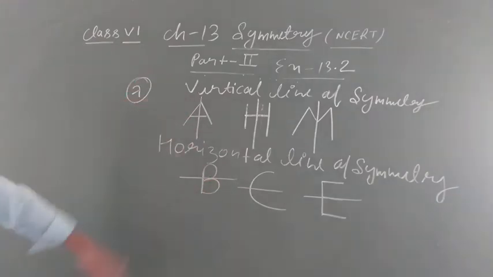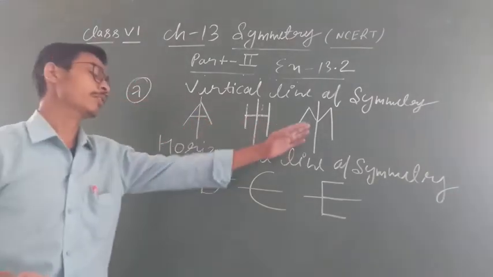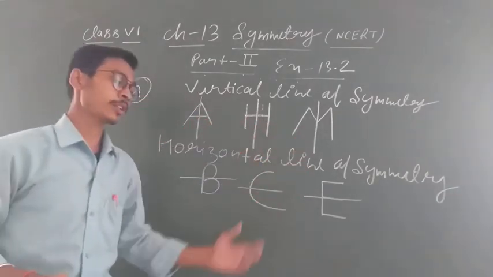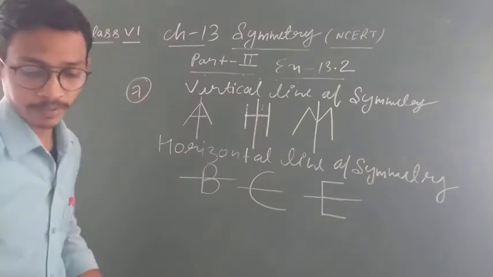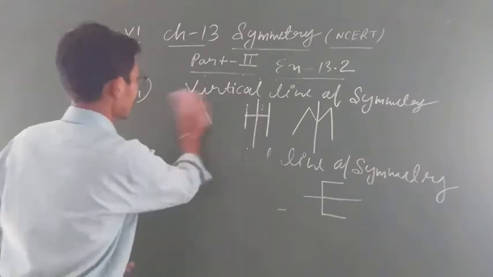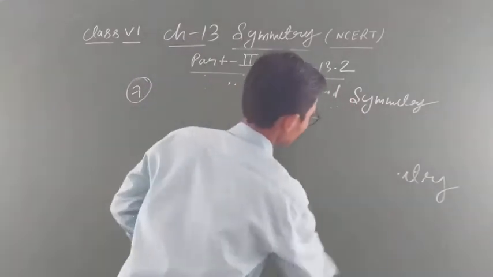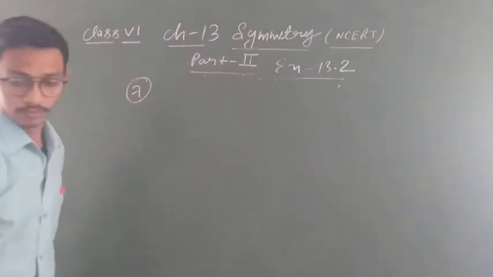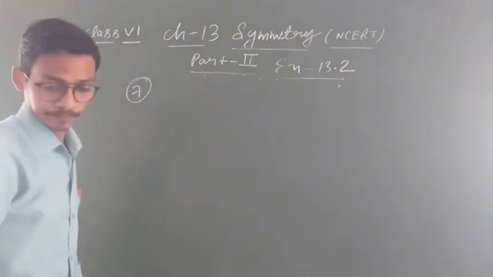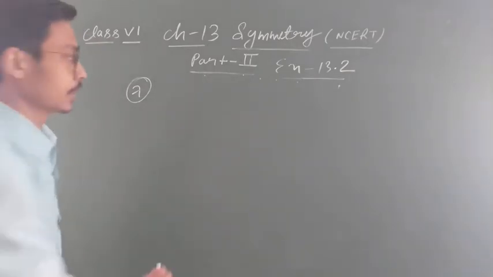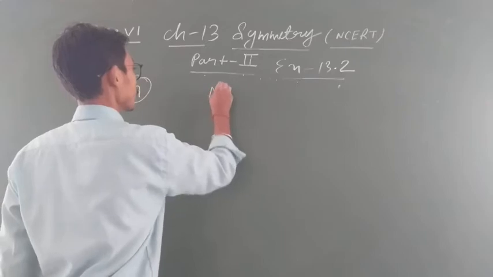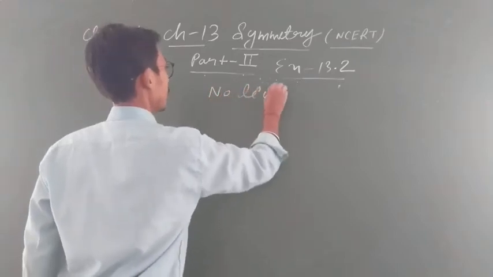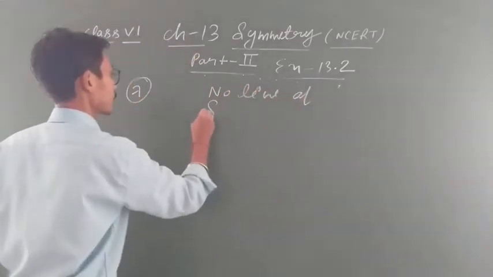So many alphabet letters are given, students. In this you can find vertical line of symmetry, and in this you find horizontal line of symmetry. Now for no line of symmetry, it means there should not be any line of symmetry. How will we do no line of symmetry? For example, it is given no line of symmetry.